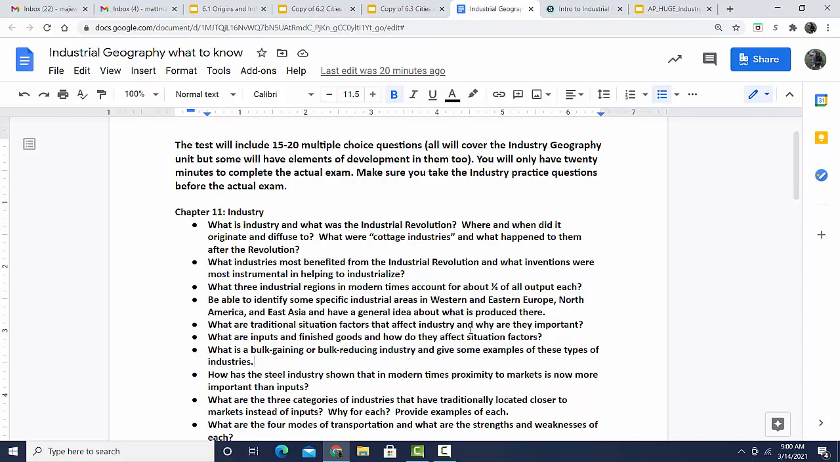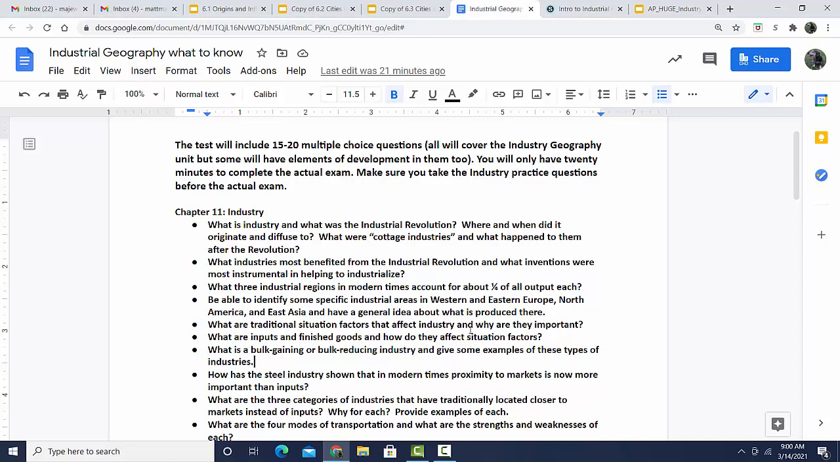So if it takes more weight and therefore more cost to get the inputs to the factory than it does to get the finished product to the market, the facility is going to locate closer to the inputs. If it takes more weight and therefore more cost to get your finished product, what you're going to sell, your manufactured good, to the market than it did to get the inputs to your factory, you're going to locate closer to the market. Simple as that.